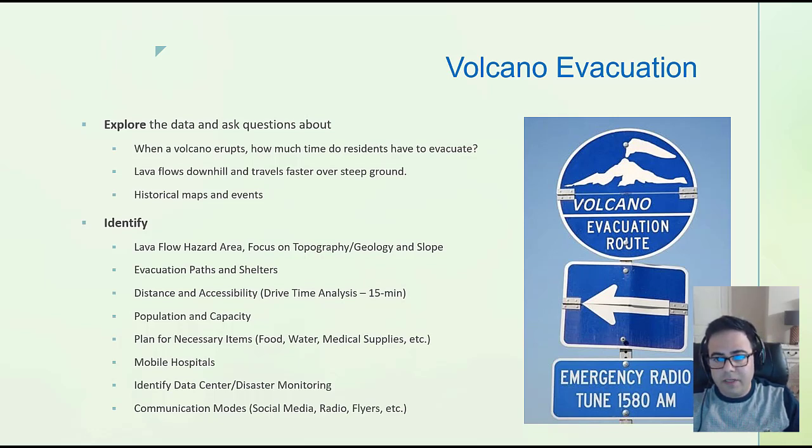We create drive time analysis. How long does it take to drive from one location to another? Let's say a 15 minute drive time. Is that enough to reach the safe area from a specific high risk area for the people who are living in the highest risk area? If not, what can we do, right? So these are the questions that we can create scenarios for and find out the possible areas where we may need to provide more services because it takes more time to evacuate those.